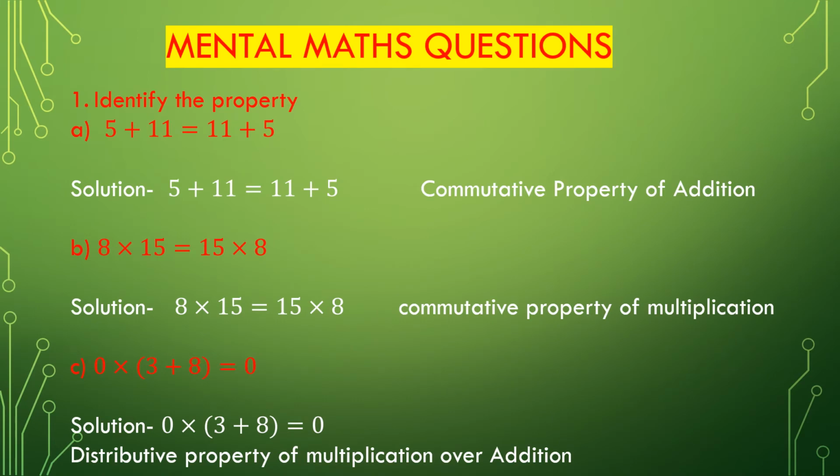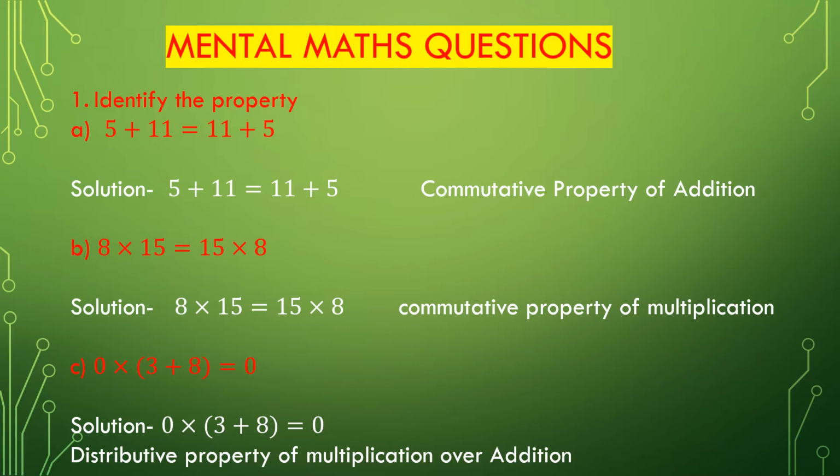Now we will solve question number 1. Question number 1 is identify the property. First bit is 5 plus 11 equal to 11 plus 5. This is the commutative property of addition. And second bit, 8 multiplied by 15 equal to 15 multiplied by 8. This is the commutative property of multiplication of whole number.